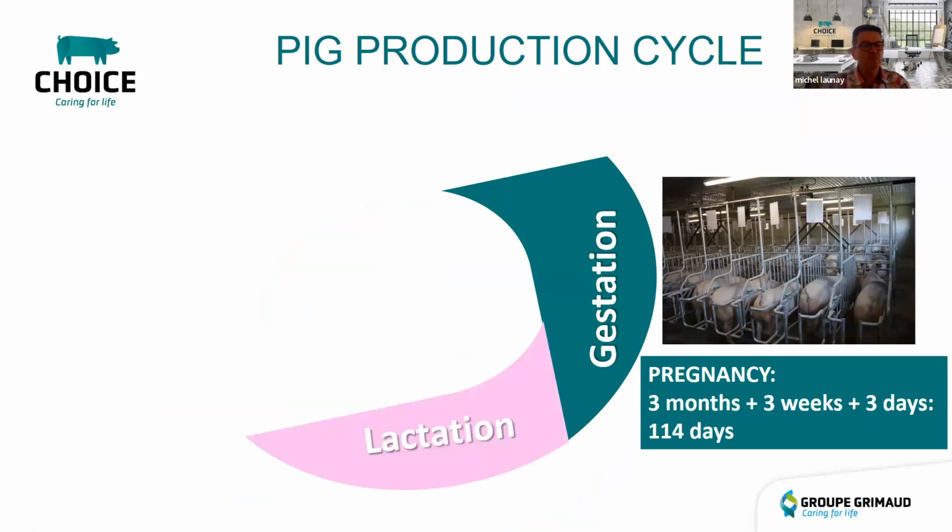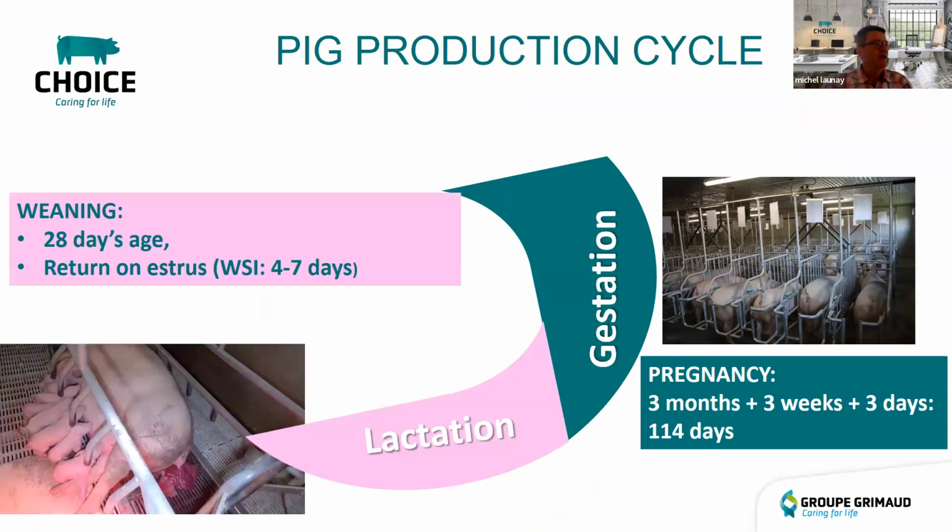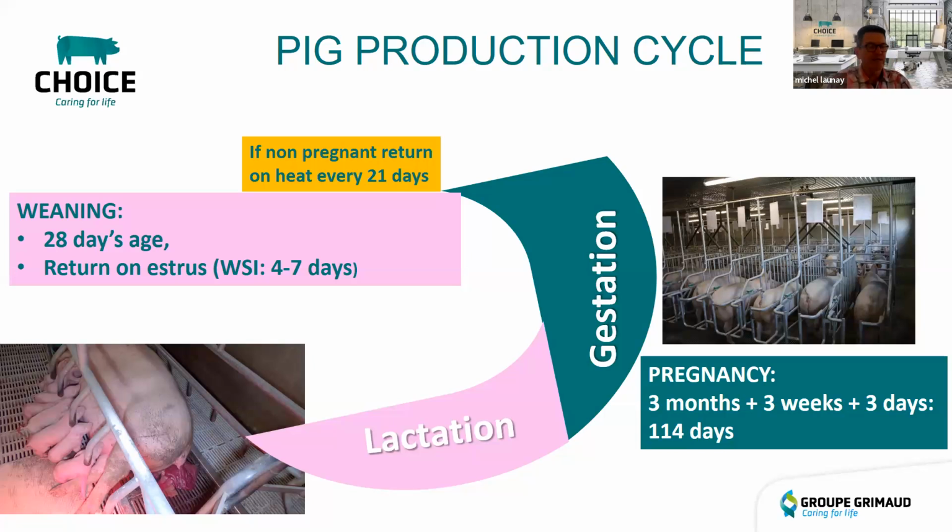Lactation is usually from 21 to 28 days, but today we are especially talking about 28 days lactation. And then we have the weaning and the return on oestrus. We are speaking about a wean to first service interval of about 4 to 7 days. And if a sow is not pregnant, we have a return at 21 days after insemination.